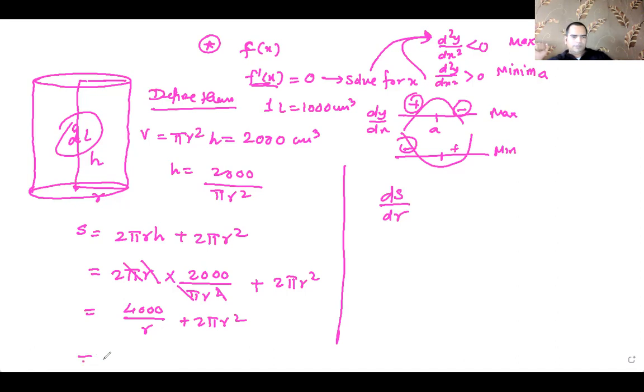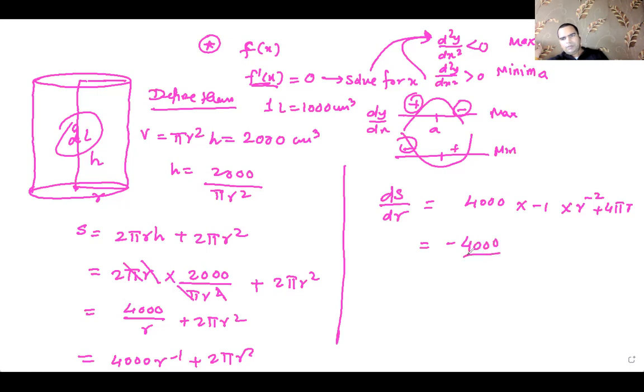So before we do the derivative, just modify this a little bit. This will be 4000 r to the power -1 plus 2 pi r squared. So here the derivative will be 4000 times -1 times r to the power -2, plus 4 pi r. Now this is going to be negative 4000 over r squared plus 4 pi r. Now this needs to be equated to 0, because r to the power -2 can be written as 1 over r squared, hence this step. Now it will become 4000 over r squared equals 4 pi r.